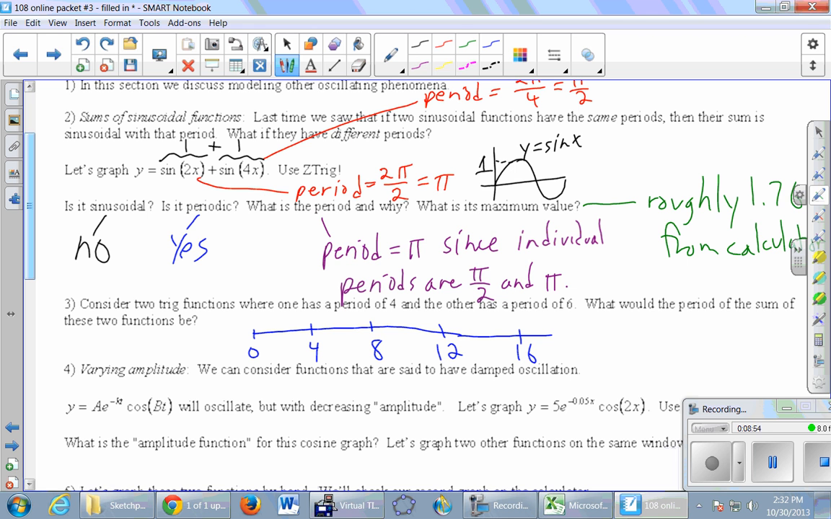And then the other function has a period of 6. So I'm going to go ahead and write these numbers on the top. We'll start that one at 0. The next important number there is 6. The next important number is 12, which is that number. And then the next one is going to be 18, which is out here.